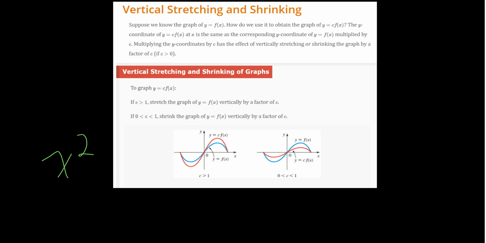Well, what if it was less than 0? Then it would be a negative whatever number. And that means we would flip it across the x-axis, and then that 3 there would tell us that we would stretch it.